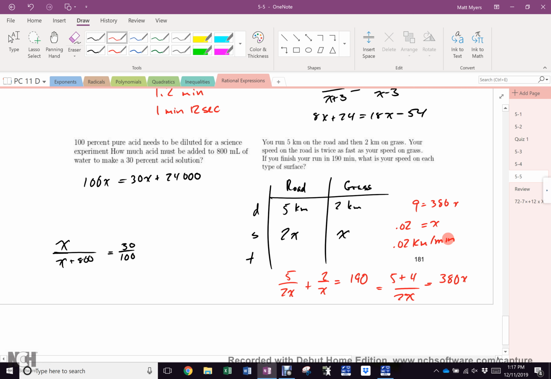What would I have to multiply minute by to get it to a speed that we're used to using? 60, right? So what would I multiply 0.02 by to get 1.4 kilometers per hour. It doesn't say she's a fast runner.